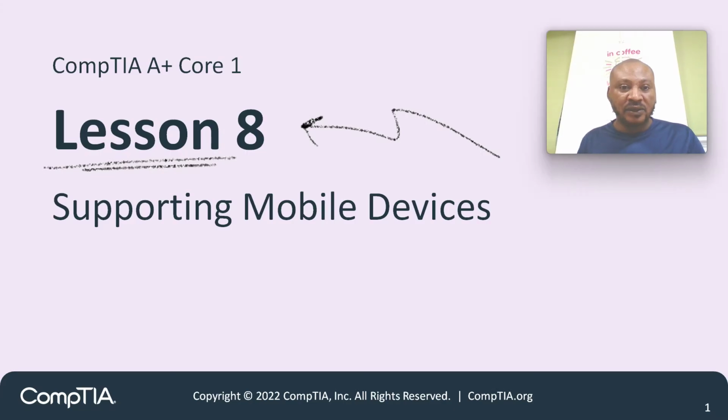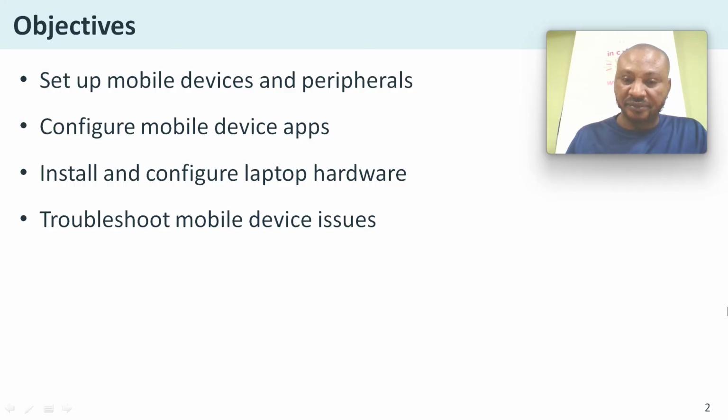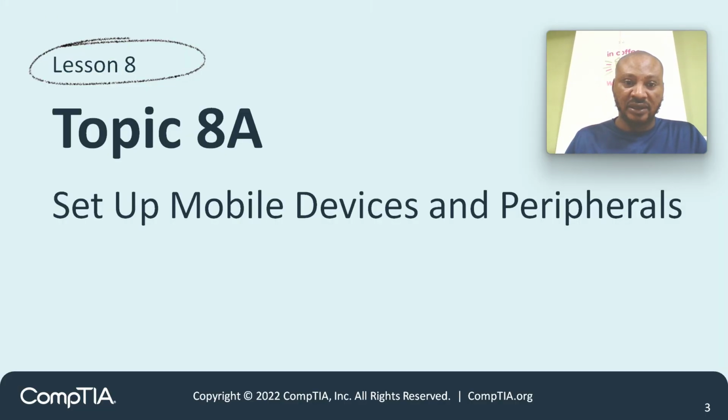Without much ado, we're going to go straight into lesson 8. CompTIA A+ Core 1, lesson 8, supporting mobile devices. So what are our objectives for this lesson 8? We're going to look at how to set up mobile devices and peripherals, configure mobile device apps, install and configure laptop hardware, and troubleshoot mobile device issues.